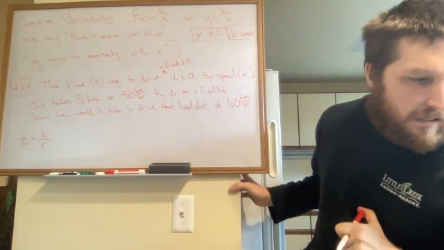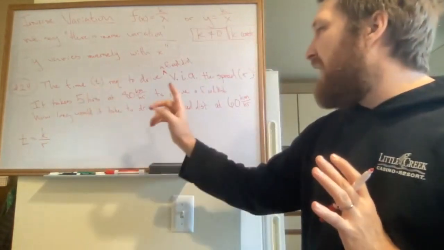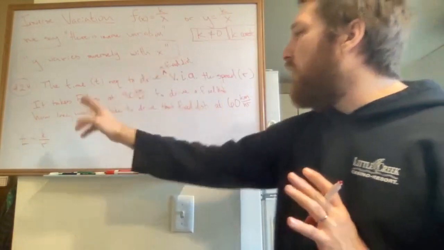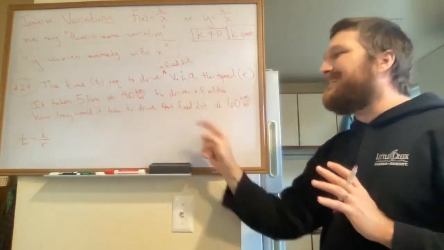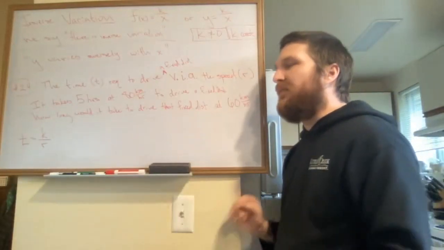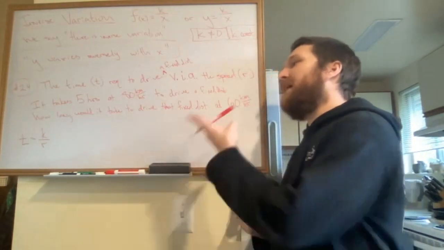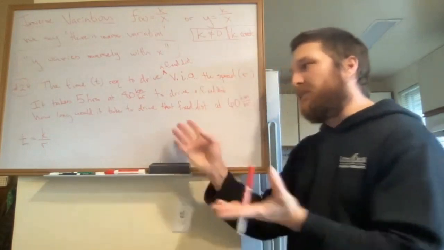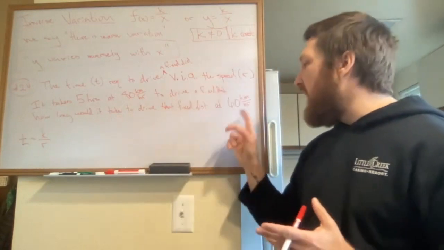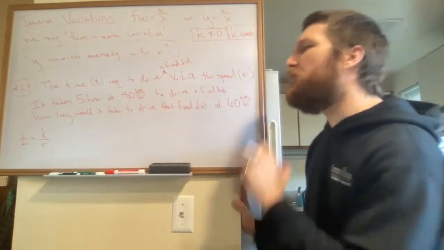Now, okay. So now it says it takes 5 hours at that speed to drive a fixed distance. How long would it take to drive that same fixed distance? They don't say that same fixed distance. In here it says to drive a fixed distance. You have to assume that they're talking about the same fixed distance. So that's why I'm saying, how long would it take to drive that very same fixed distance at 60 kilometers per hour?